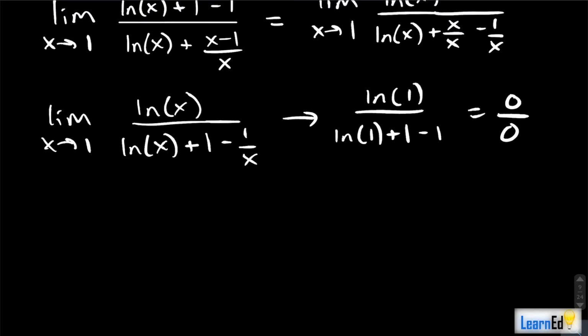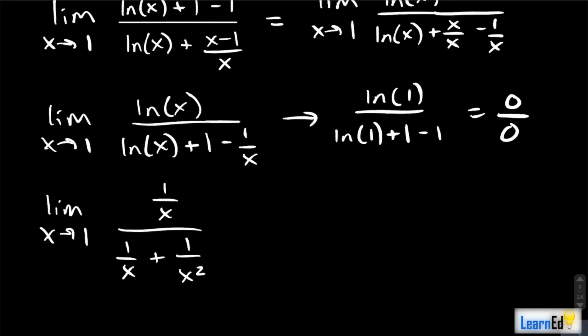It won't be as bad though, because taking a derivative of the top, we know that's just 1 over x, and taking a derivative of the bottom, we know that's 1 over x, and then we'll have a plus 1 over x squared, right? And that plus 1 over x squared just comes from the negative 1 over x. The plus 1 goes away.